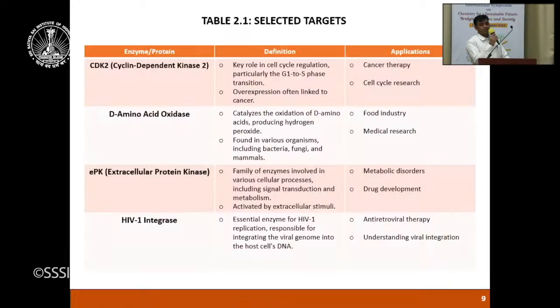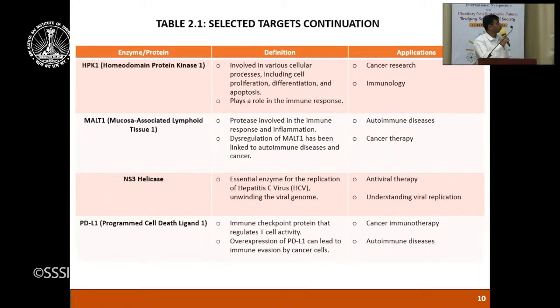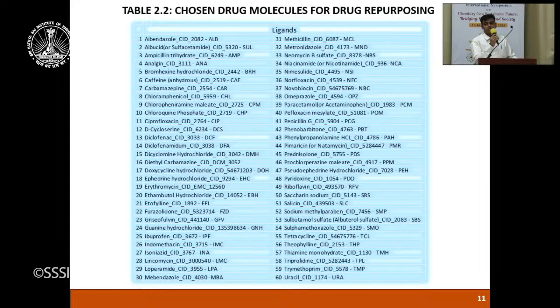These are the 8 targets. These are the latest 8 targets that have been selected for protein-ligand interaction studies. These are the 60 ligands that are available in our lab and are pure and approved API drugs.